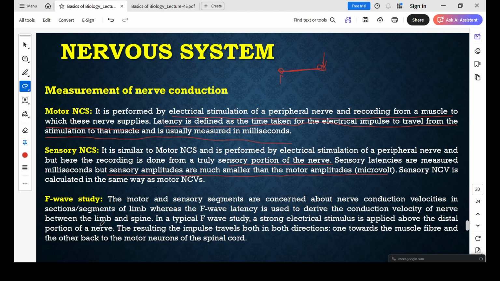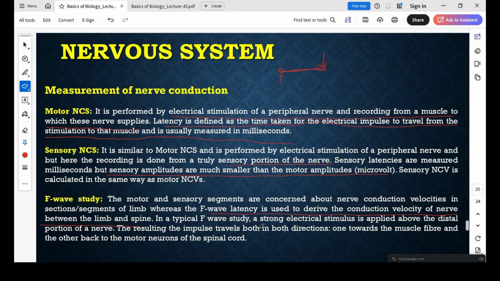Next is the F-wave study, in which both the motor and sensory segments are taken into account, especially in segments where both motor and sensory fibers are present. F-wave latency is used to derive the conduction velocities of the nerve between the limb and spine.